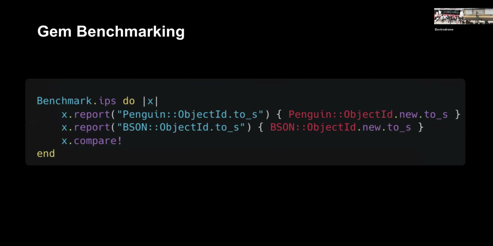When I was rolling this out, I really didn't want to introduce a performance regression. So I did a bunch of benchmarking. This was really simple because it's just generating some IDs. So this is iterations per second. Basically, how many IDs can each of these generate per second?